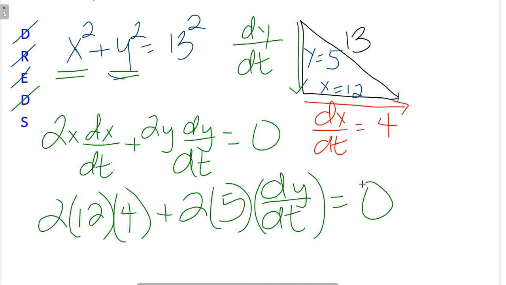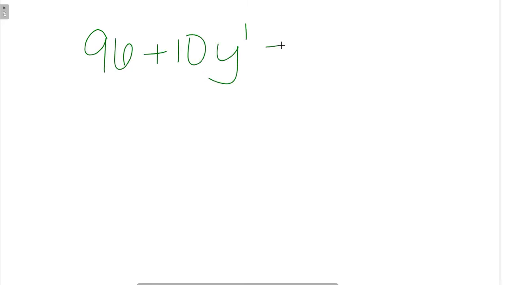All right, so let's see what we get, and let's give ourselves another page. Let's do this math first. Okay, so this is going to be 2 times 12 is 24 times 4, so that's 96, plus 10 y prime equals 0. I like y prime other than dy dt. You can keep it dy dt, but I was running out of room, so let's be honest, that's why I did that. Okay, so new page. I don't need the work on this page. Okay, so we have 96 plus 10 y prime equals 0.